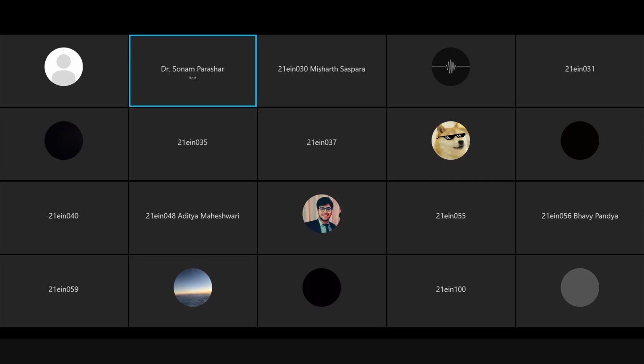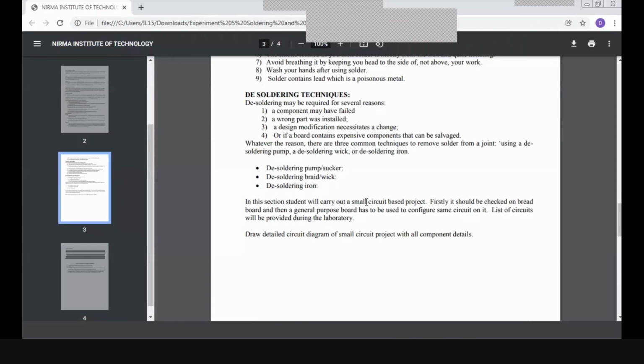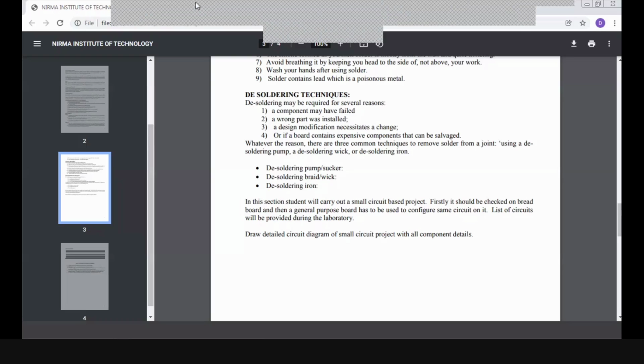So here it is written: student will carry out a small circuit based project. Firstly, it should be checked on a breadboard, but right now we don't have the offline laboratory, right? So I will provide you the circuit. You need to draw the detailed circuit diagram and write all the component details. That's it. Okay.